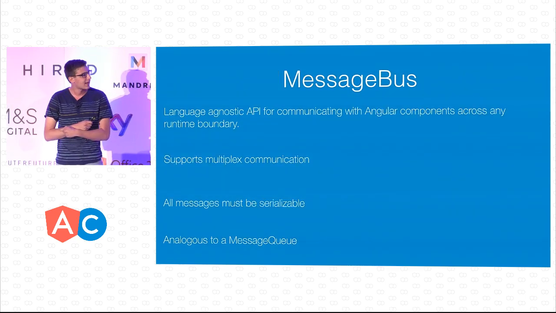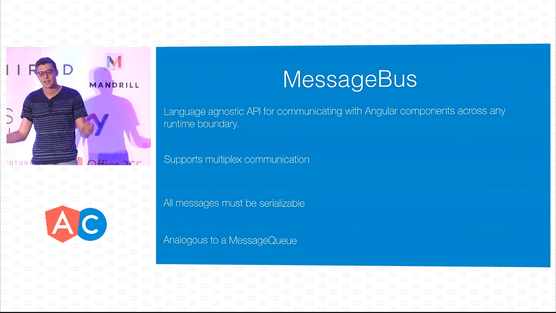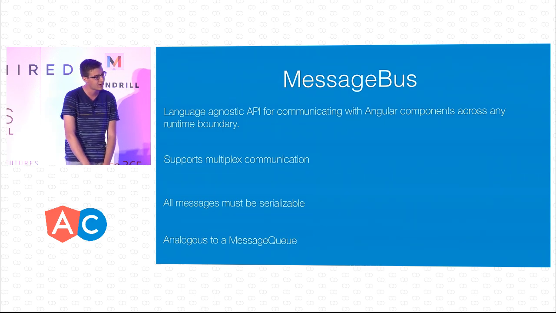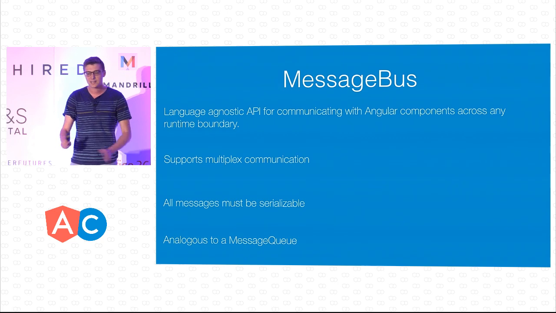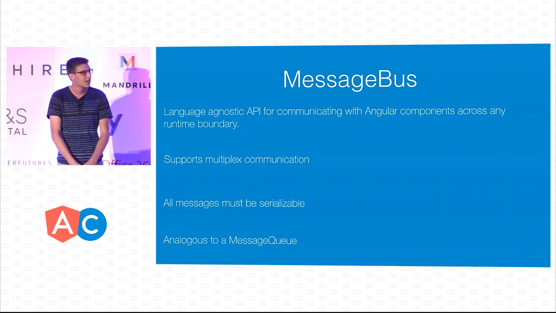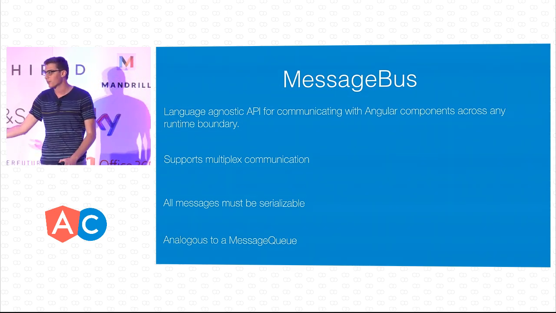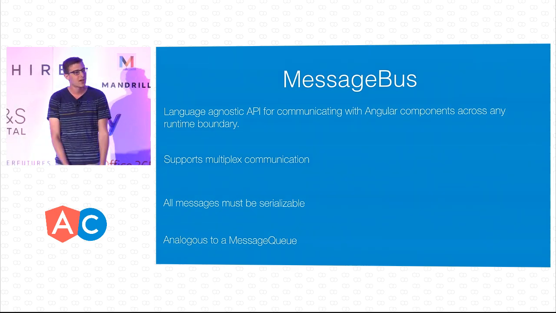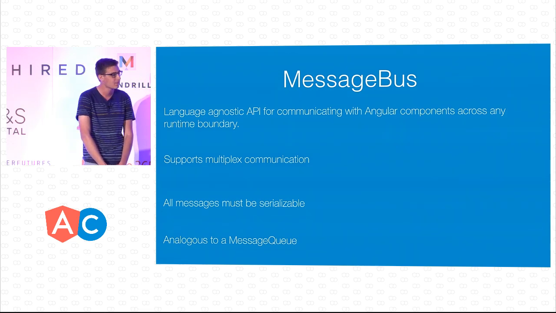So if you need more control and you need to really talk to Angular, we have this idea of a message bus. It's this language-agnostic API for communicating with Angular components across any runtime boundary, which is a mouthful, and when I wrote it, I didn't even know what it meant. But basically, it means we have this API. It doesn't depend on JavaScript or Dart. You can write an implementation of a message bus in any language that you want. And a runtime boundary is whenever you have parts of your application running in places where they don't share memory. So a web worker is a great example, but also a client and a server, or two separate windows in an Electron application, or two frames in a web application.